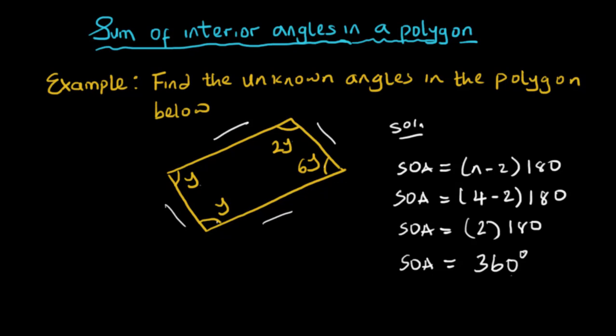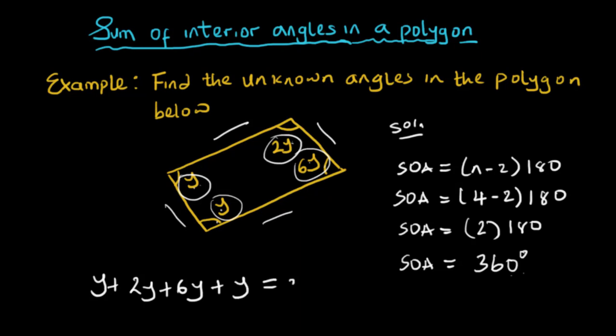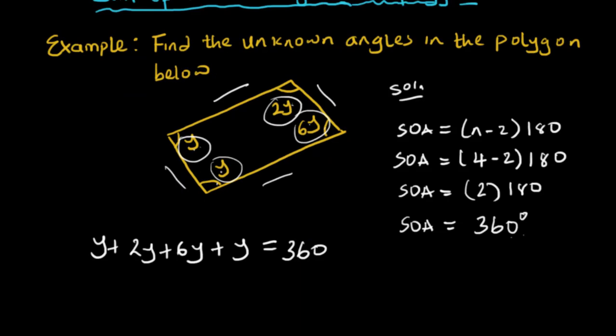Now the next step to finding the unknown angles is to add the angles I have in this polygon and equate it to 360. So let's do that. I'll be having y plus 2y plus 6y plus y equals 360 degrees. Do you understand this? So let's add this up. y plus 2y is 3y. 3y plus 6y is 9y. 9y plus y will give us 10y equals 360 degrees.